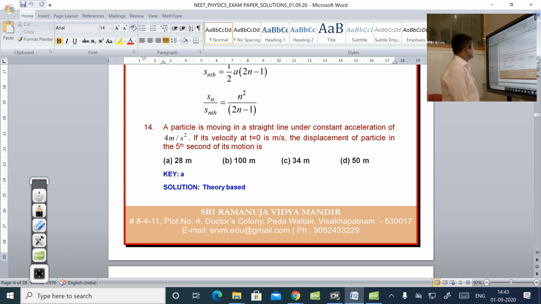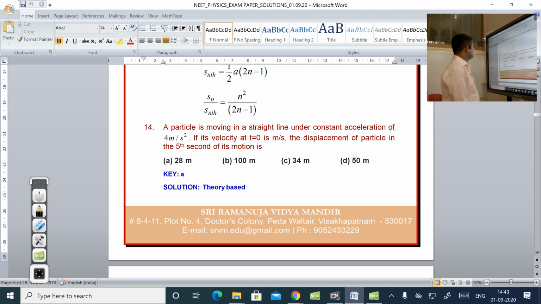The 14th one is done. Next, the 15th one: a body moving with a uniform acceleration covers 40 meters in the first 4 seconds and 120 meters in the next 4 seconds. Its initial velocity and acceleration is. We asked this previously in one of the exams. The answer is option A, which is a very easy one. You can see in the diagram, from A to B, that is 4 seconds, it has traveled 40 meters, and from B to C, also 4 seconds, it has traveled 120 meters.